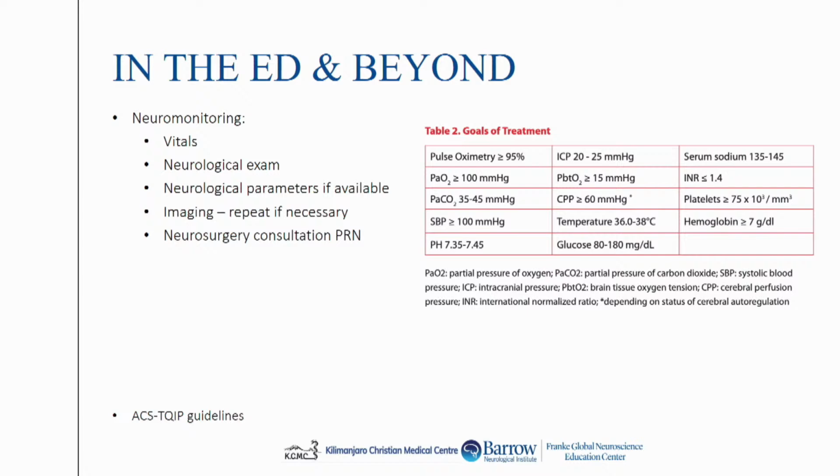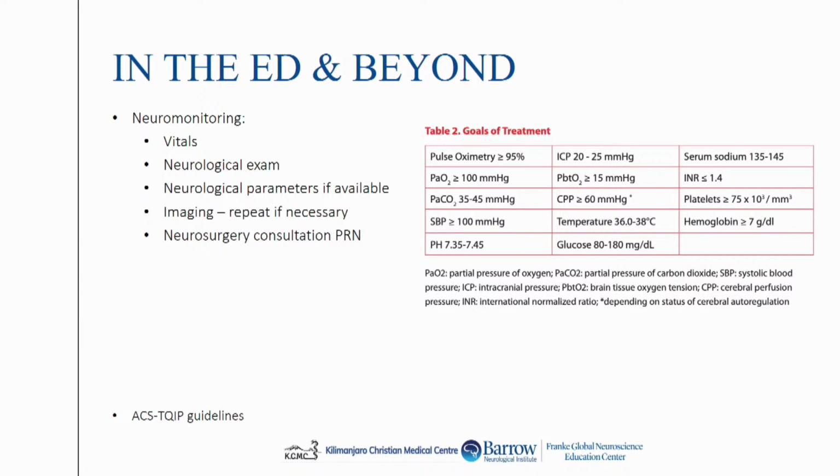Imaging, for us, is a form of neuromonitoring. Usually, hopefully, if needed, they're able to get one CT scan as a first step, and then see if we need to repeat it. That's obviously limited a lot of the times by resources and constraints and financial access to imaging, but if available, sometimes it's clinically necessary. And then consulting other teams, like the neurosurgery team, as is relevant.